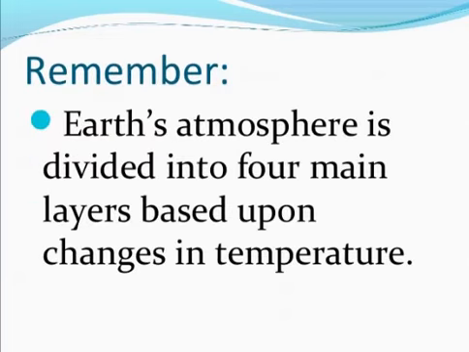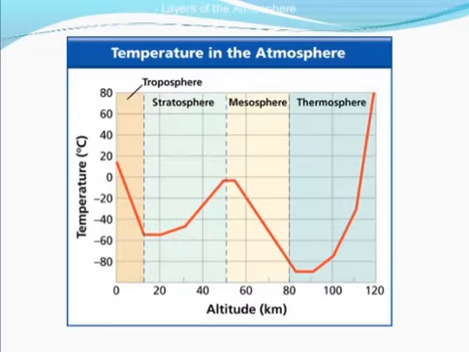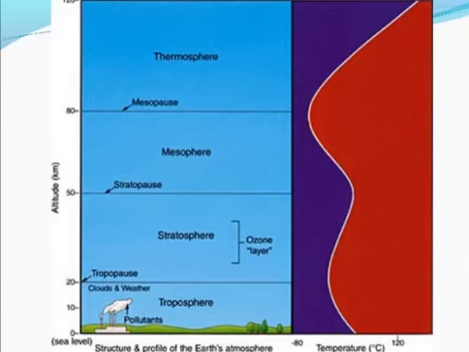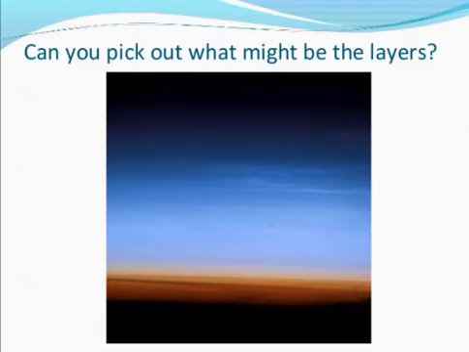Remember, Earth's atmosphere is divided into four main layers based upon changes in temperature. So you can see the altitude and the temperature of the atmosphere. This is the chart of temperature in the atmosphere. You can view it. Over here, can you pick out what might be the layers? If yes, then write yes in the chat comments.